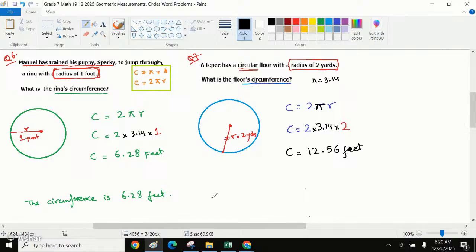The circumference is 12.56. Okay, agreed? Any questions? If you have any questions, please write them down so that we can move on. I will answer those as well. Moving to the next question. Okay, thank you. Let's see those also.